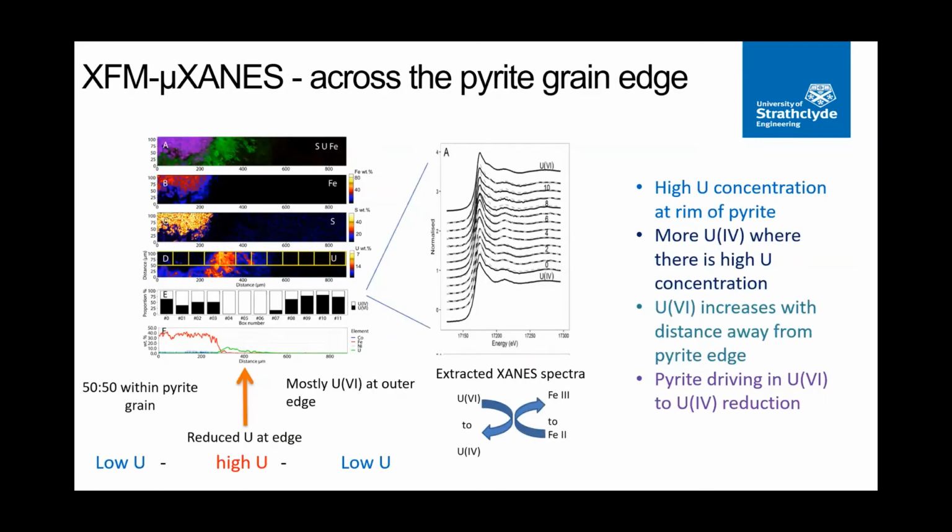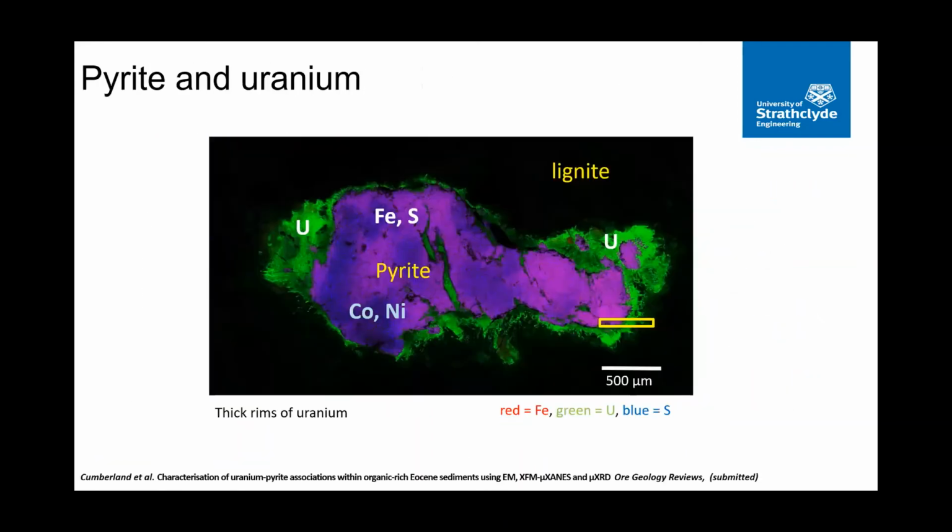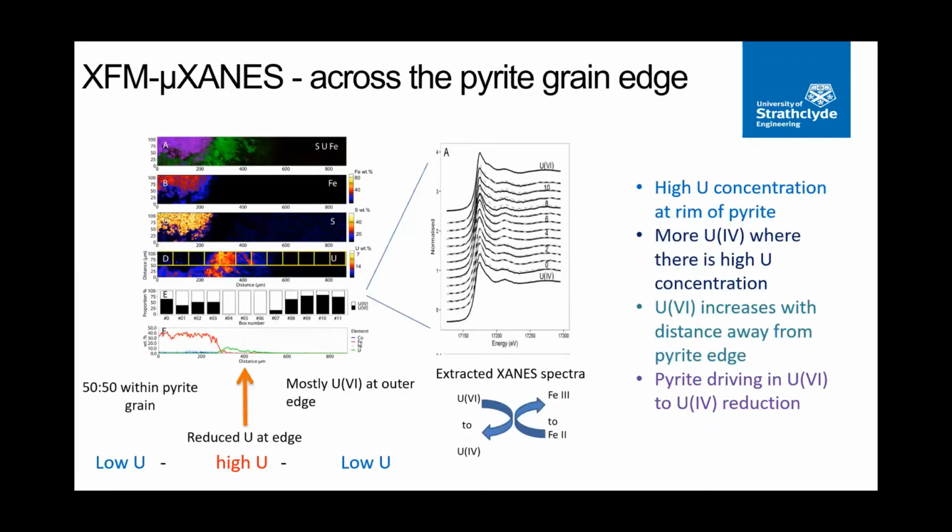So we took this back to the XFM, and we said, right, what's going on with the uranium? What form is it in? The best we could do was an image transect across the edge, trying to extract the zones from that. So this is what we end up with.